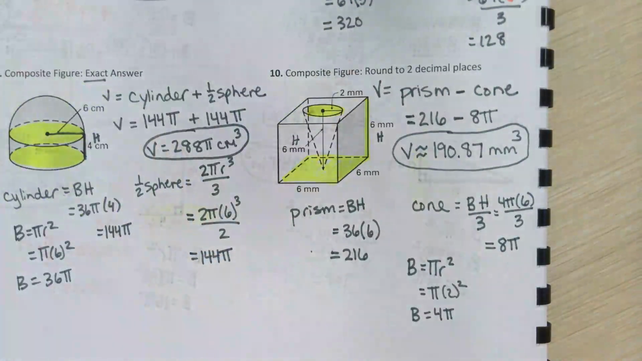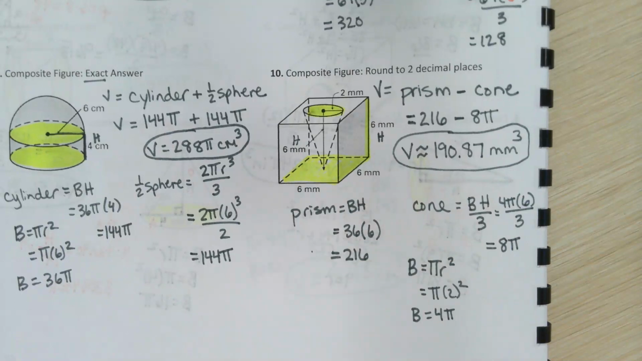All right, so 2 composite figures where we're adding volume and then 1 where volume's actually been taken away. That's it for your volume notes.